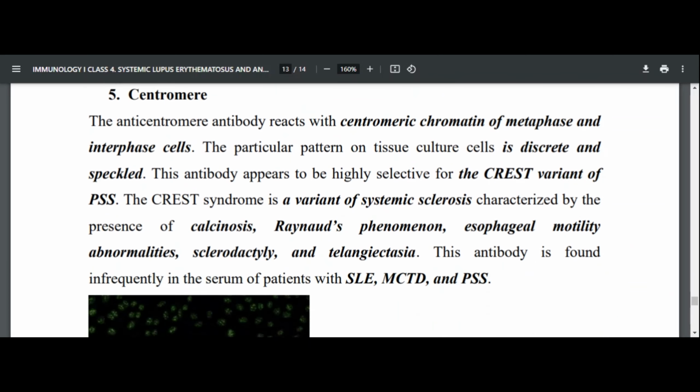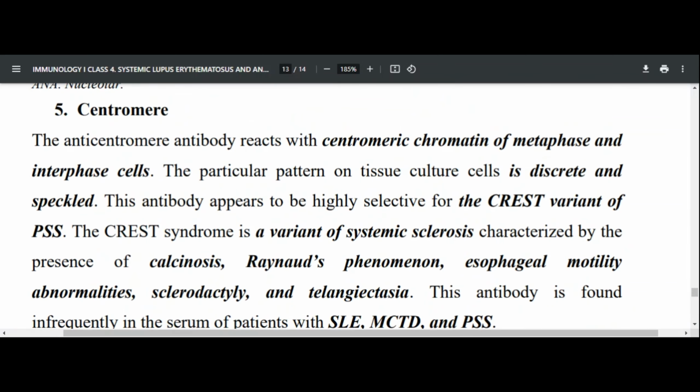So the fifth one is called centromere. We also find antibodies against centromere. Of course, remember what centromere is. Centromere is a part of chromatin or chromosome, right? So anti-centromere antibodies react with the centromeric chromatin of metaphase and interphase cells. Those cells at the stage of interphase and metaphase suffer the anti-centromere antibody reaction.